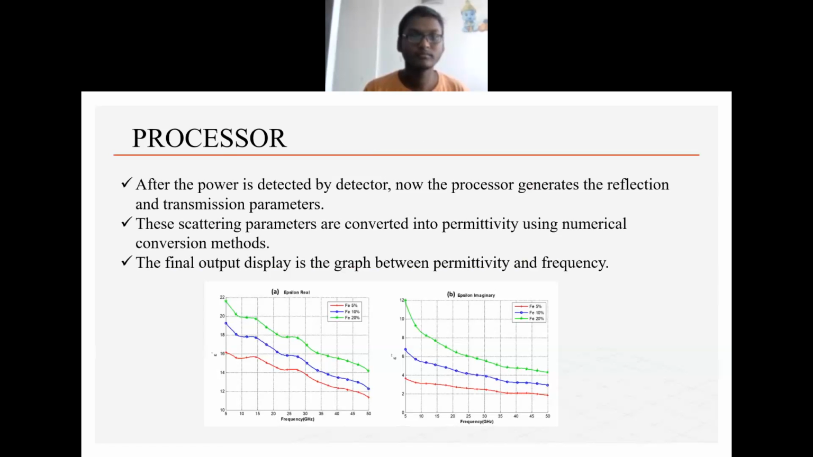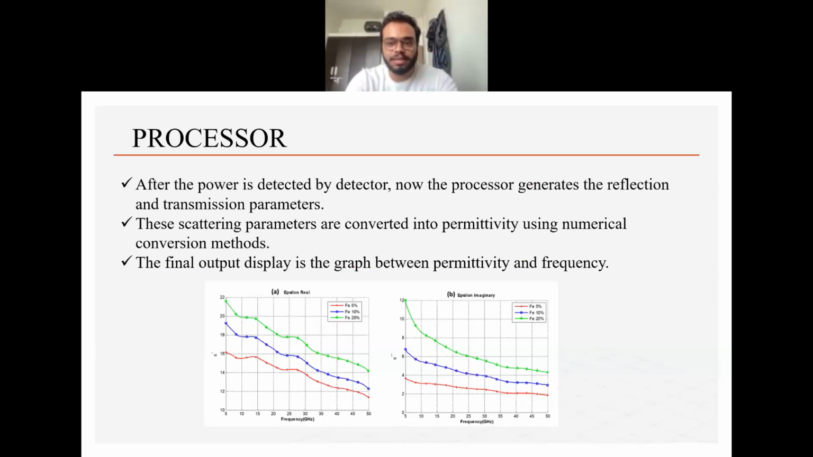Now coming to the processor: after the power is detected in the detector, the processor generates the transmission scattering parameters, which are then converted into permittivity using numerical conversion methods. As you can see, the final output displays two graphs. One is the epsilon real part graph, and the other is the epsilon imaginary part graph. These are permittivity versus frequency graphs. The epsilon real part is the dielectric constant, and the epsilon imaginary part is the dielectric loss factor.